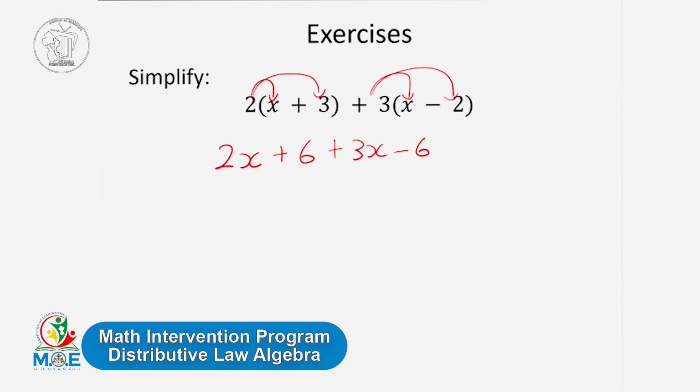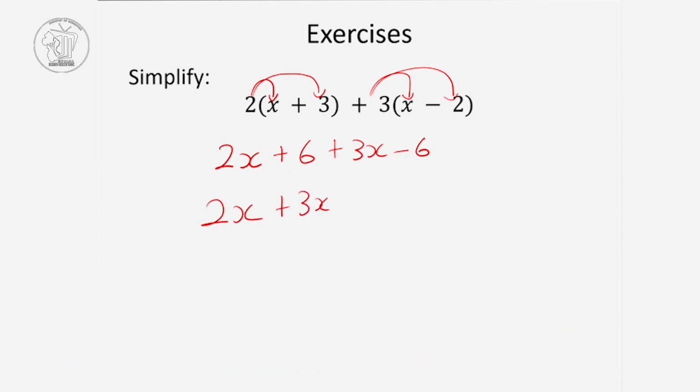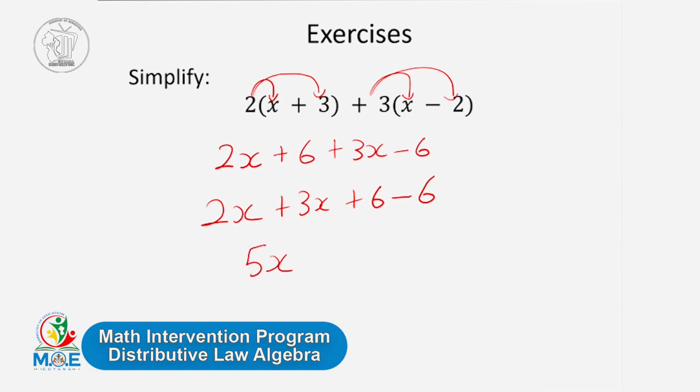Then I put the like terms together. So this would be 2x. And I put the 3x together here. So this would be plus 3x plus 6. Subtract 6. So 2x plus 3x would give me 5x. And 6 subtract 6 would give me 0. So the answer is, when I simplify this, I will get 5x.